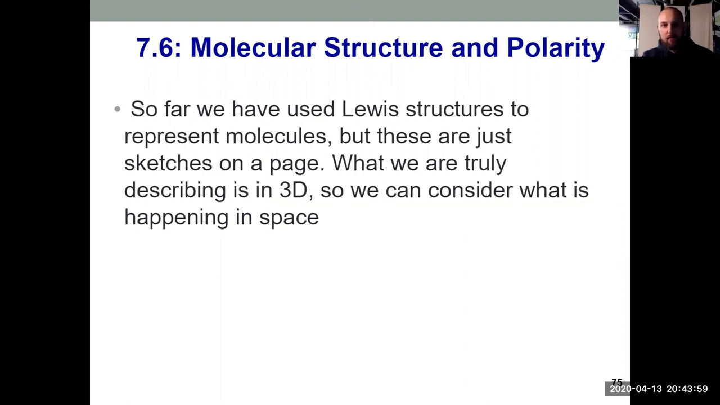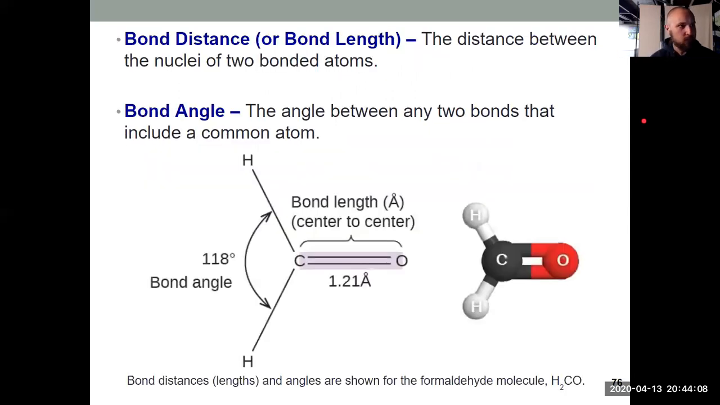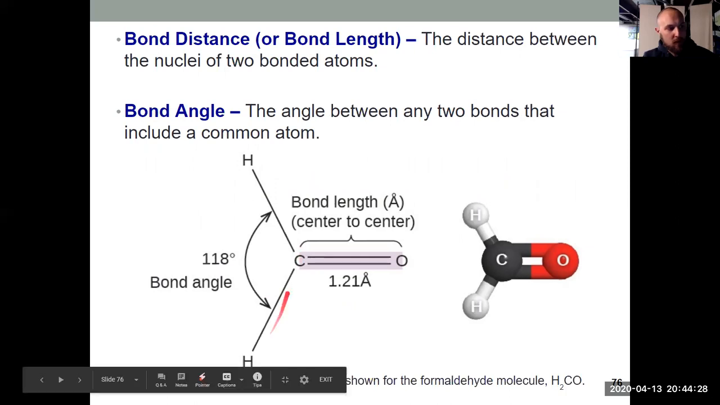And to answer that, we need to consider both bond angles and bond lengths to paint a better picture of what's going on. The bond length is the distance between any 2 nuclei, shown right here, 1.21 angstroms. And we'll be talking a lot in the next several slides about bond angles. That's anything that shares a common atom. So 2 things that are bonded to the same atom share a bond angle. In this case, 118 degrees.